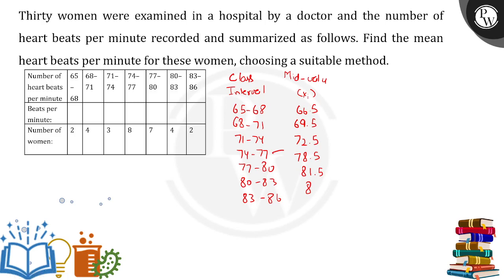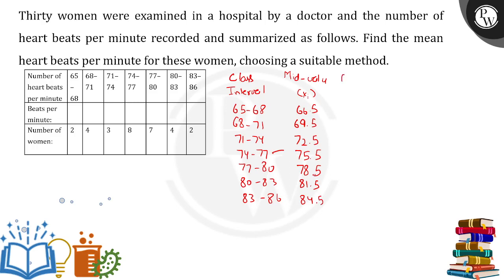Over here I missed out 75.5, so let me erase this and write it once again. Yeah, so 75.5 over here. Then we had 78.5, then we have 81.5, 84.5. All right, these are the things.